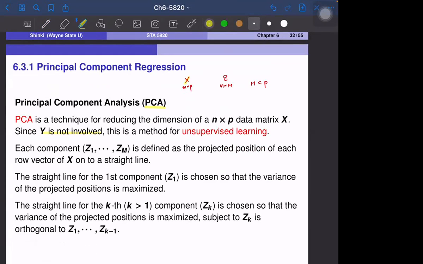So this is a kind of unsupervised learning since we ignore Y at first. Our idea is we summarize X to Z without considering Y. Then after that, we regress Y on Z. So it is a kind of two-step approach. Summarizing the predictors is the first step. Then in the second step, we relate Y with Z. And in PCA, each component, Z1 to Z_M, is defined as the projected position of each row vector of X onto a straight line.